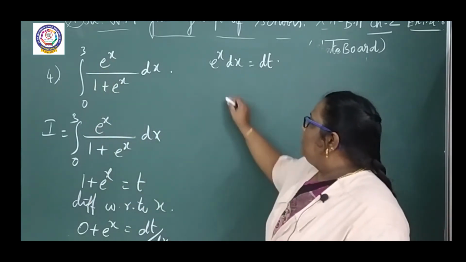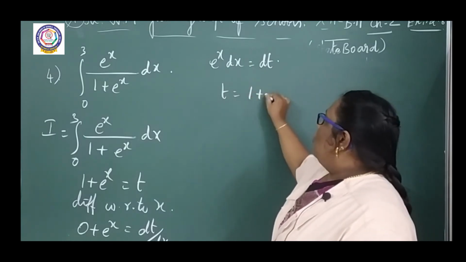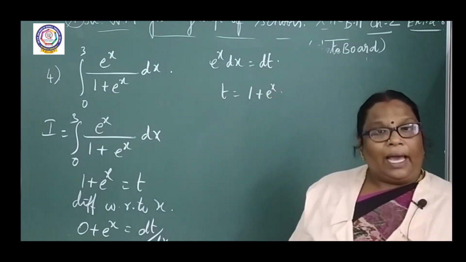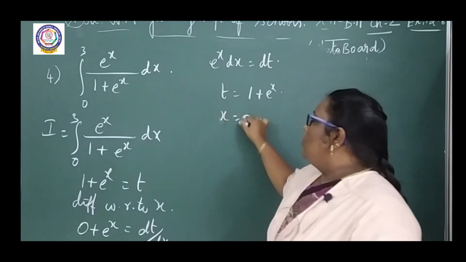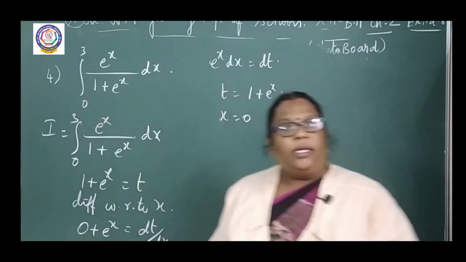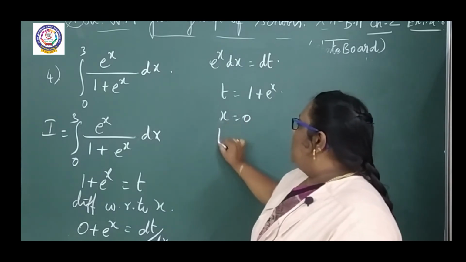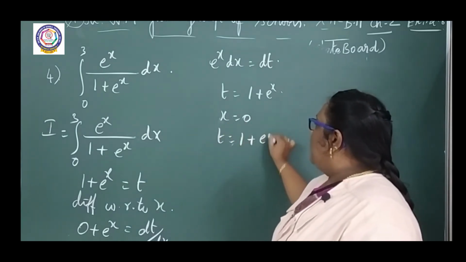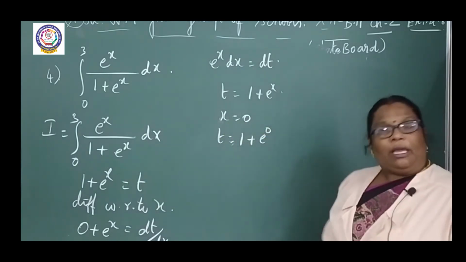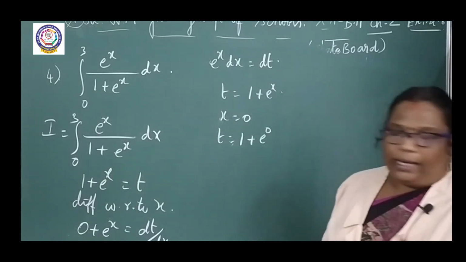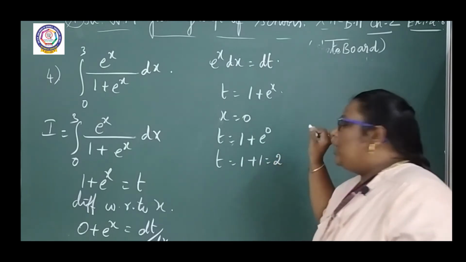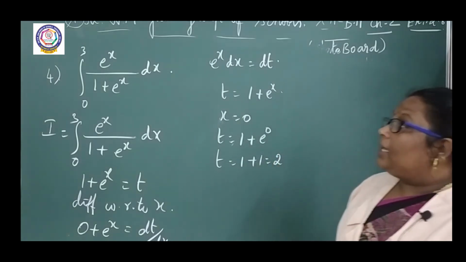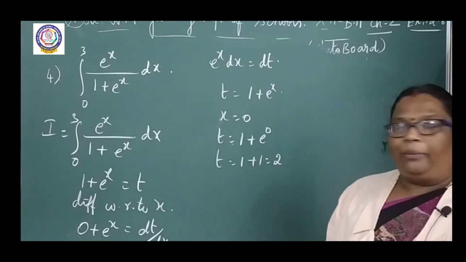So, what we have taken here? T equal to 1 plus e power x. If x equal to 0, because the lower limit is 0, t equal to 1 plus e power 0. E power 0 value is 1. So, t equal to 1 plus 1, the value is equal to 2. The same way you can proceed for the upper limit also.